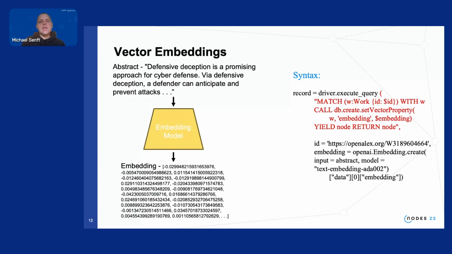This August, Neo4j introduced a native vector search capability, enabling users to gain new insights on their data through the use of machine learning techniques. Here we see the abstract for the most referenced theory article for cyber deception being transformed into a vector embedding using OpenAI. This text embedding measures the relatedness of text strings for use in search, recommendations, and classifications.